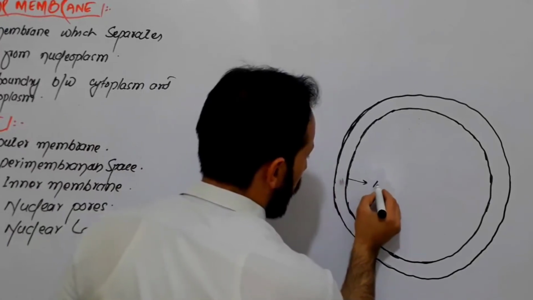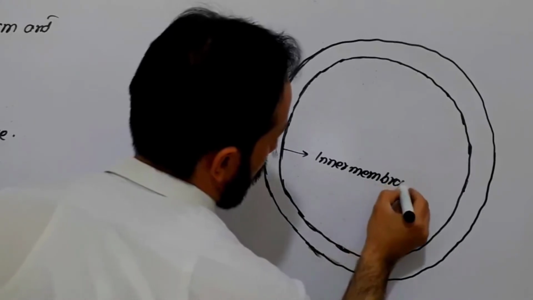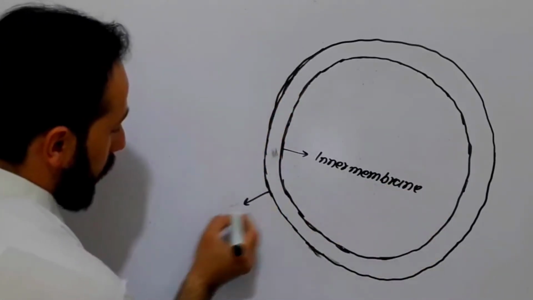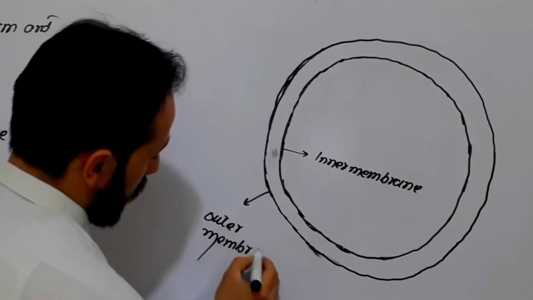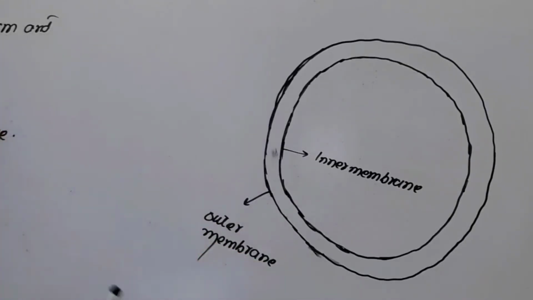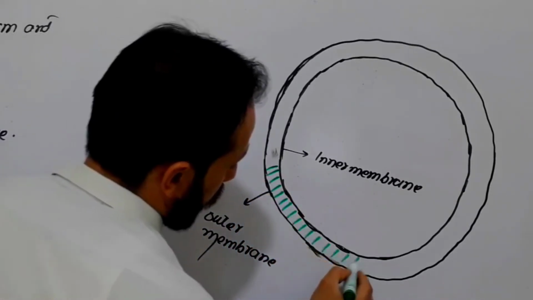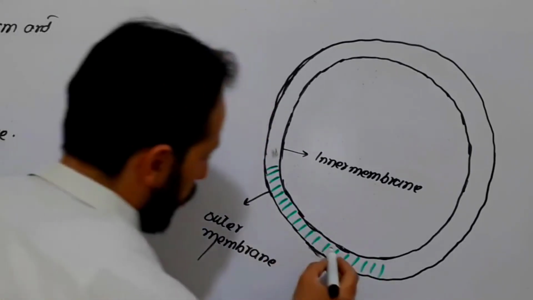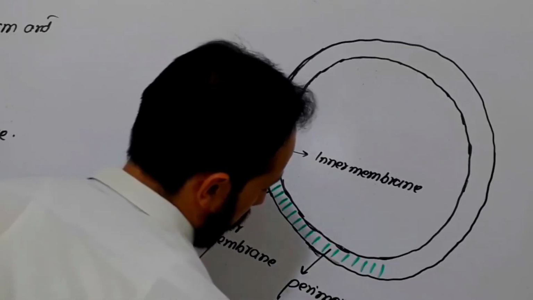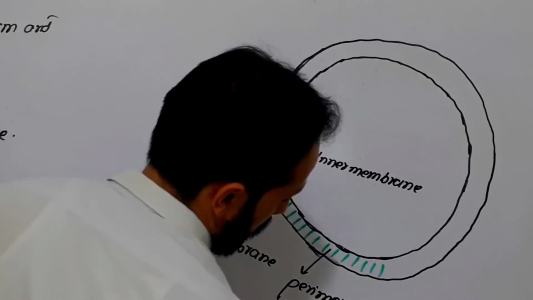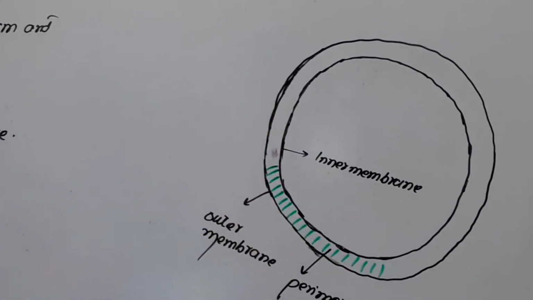Then there is the perimembranous space. So look friends, this is the inner membrane, and this is the outer membrane. In between the inner membrane and the outer membrane there is a space, and this space is called the perimembranous space, right?